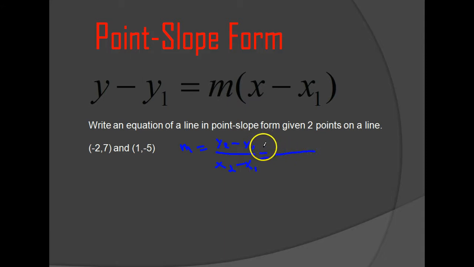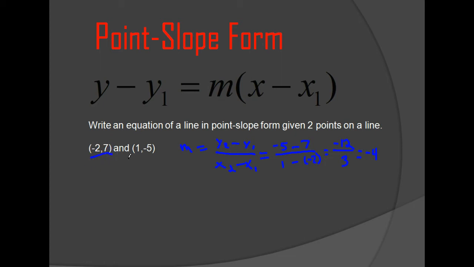Alright, so my y2, negative 5, minus y1, 7. My x2, 1, minus x1, negative 2. Negative 5 minus 7, negative 12. 1 minus negative 2, positive 3. Negative 12 divided by 3, negative 4. So now I have a slope of negative 4, but I have 2 points.